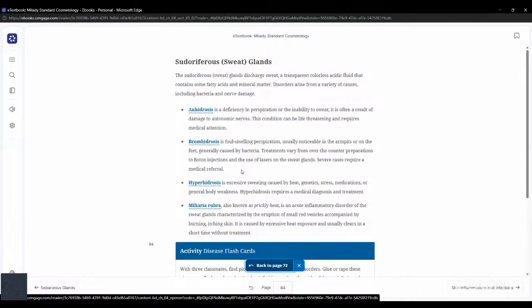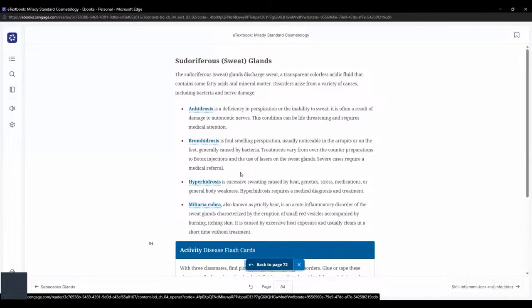Hyperhidrosis: excessive sweating caused by heat, genetics, stress, medications, or general body weakness. It requires a medical diagnosis and treatment. So this person has excessive sweating. Some individuals say, I can't keep a silk press, I can't go outside, I'm just going to sweat really bad. Or they go through a stressful situation and they just start sweating. Medications can do it, or just the body being weak will do it as well. This person must see a medical professional as well.